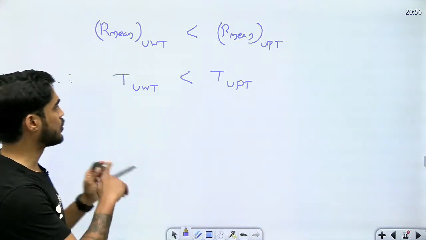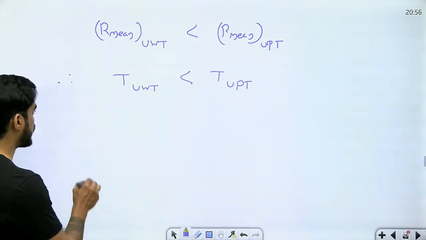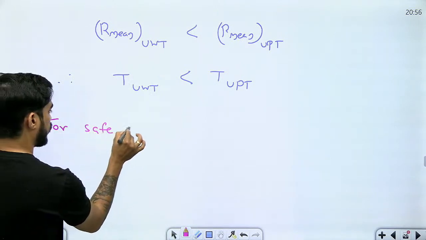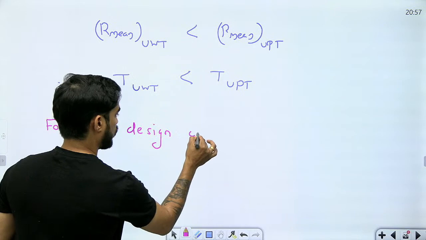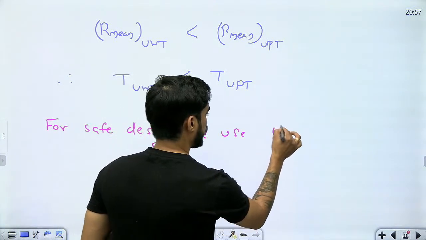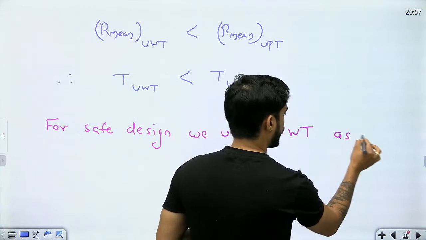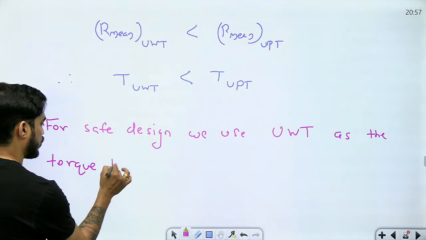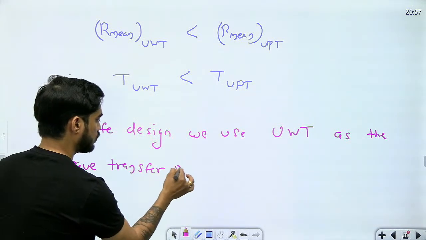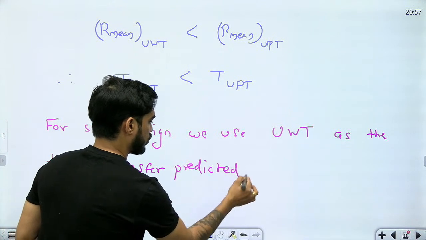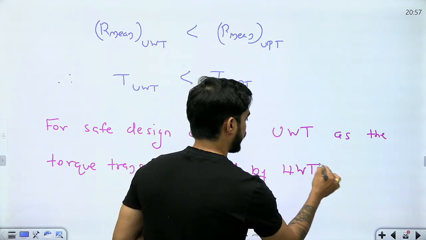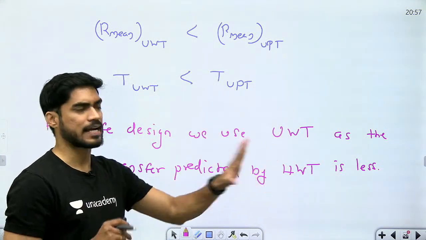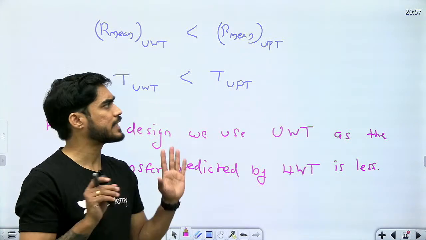Minimum load. So beta, which theory are you going to use? For safe design, we use uniform wear theory, as the torque transferred predicted by uniform wear theory is less. ये कम टॉर्क ट्रांसफर प्रिडिक्ट कर रहा है, तो इसी से हम डिजाइन करेंगे ताकि हम हमेशा सेफ रहें.